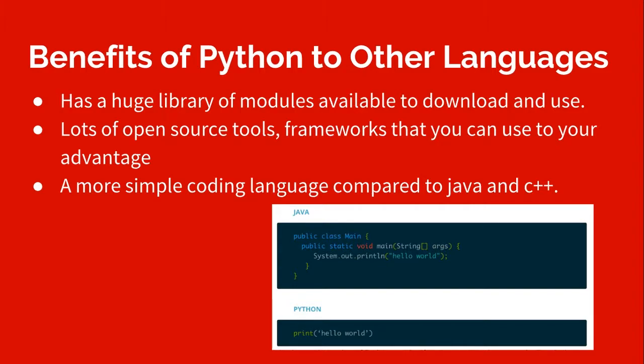And then it's also just a simpler coding language compared to Java and C++. If you look at the bottom, it has Java, where to print hello world you have to write all of this, and then to print hello world in Python, you just write print hello world, and then it'll do it.